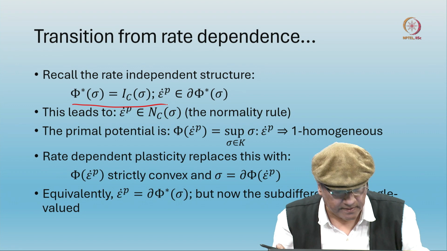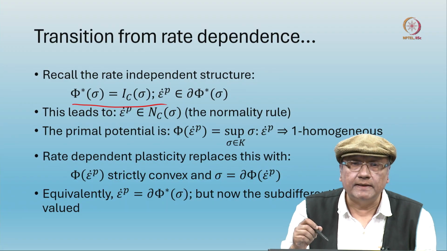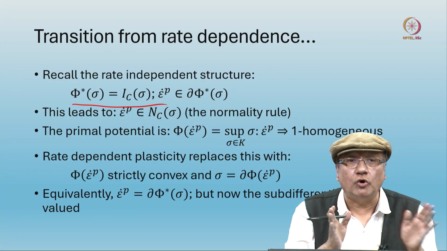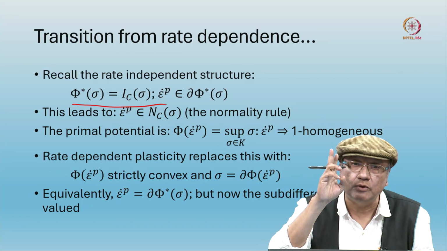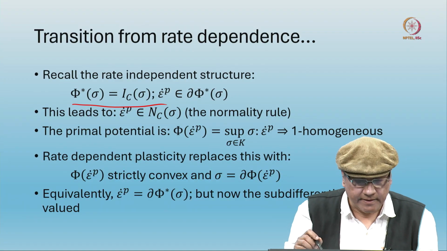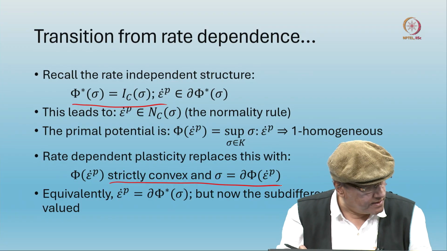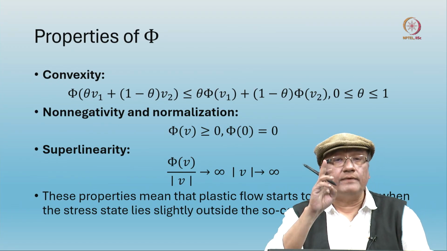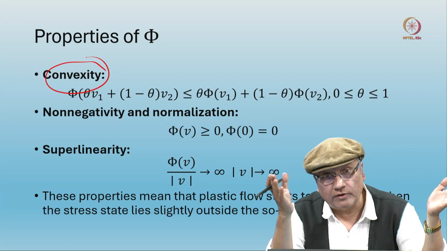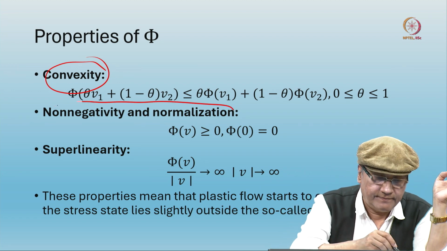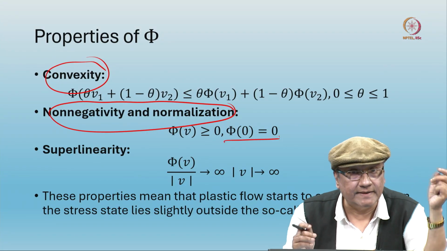So, the transition to rate dependence is basically given by all this. Phi star is no more I_C of sigma, it is no more an indicator function, as I have already told you. There is no such normal cone. The normal cone may still be there, but it consists of only one element all the time, and so the strict convexity does all the job, right. So, basically we are now interested in these properties of phi. It is convex as before, non-negative, okay, no problem. Phi of 0 equal to 0, which was earlier also true, right.